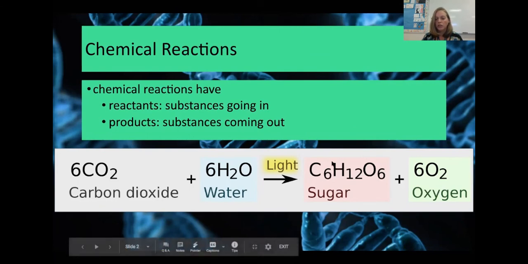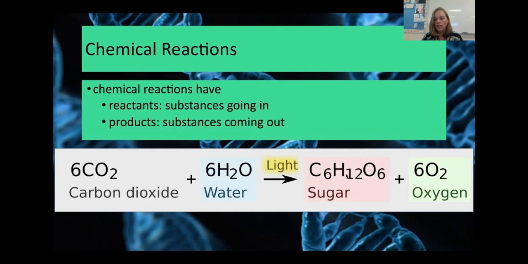In this case, your sugar is glucose, C6H12O6. Notice the 1:2:1 ratio in these carbons, hydrogens, and oxygens in this carbohydrate.